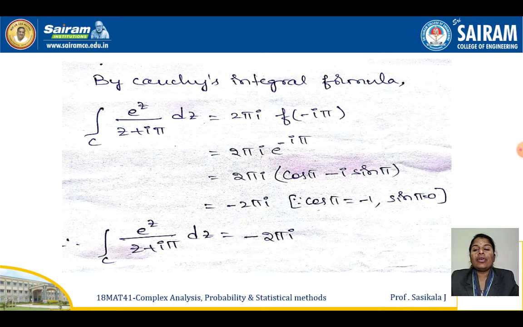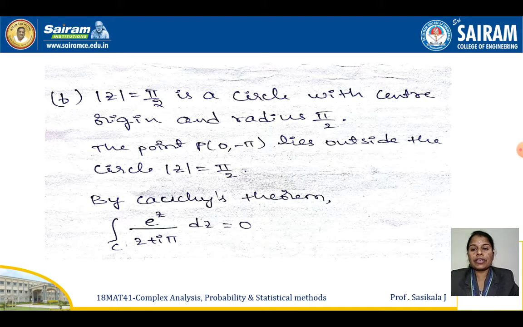Similarly, for the second part you have to check whether the given point (0, -π) is inside or outside. |z| = π/2 is the second question. It's a circle, isn't it, with center at the origin, and the radius is π/2. So the point is (0, -π). Obviously it is supposed to be outside, because the radius itself is π/2. So sure, it lies outside. Since it is outside, by Cauchy's theorem the integral is equal to 0.